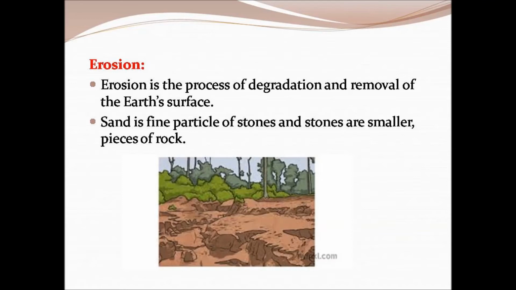Erosion. Erosion is the process of degradation and removal of the earth's surface. Degradation means decline in the quality of the soil. So therefore, erosion is the process of degradation and removal of the earth's surface. We know that sands are fine particles of stones, and the stones are smaller pieces of rocks. And now let us see how these sands are formed.